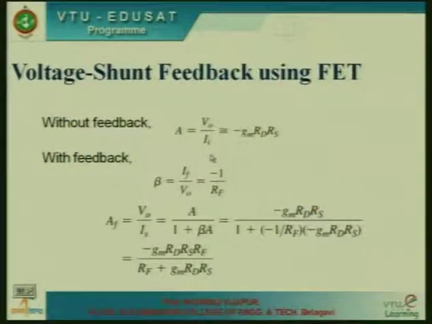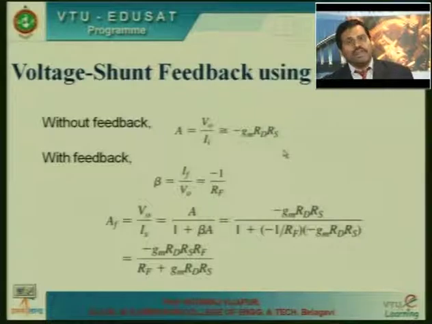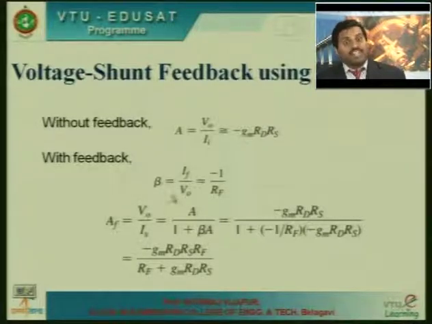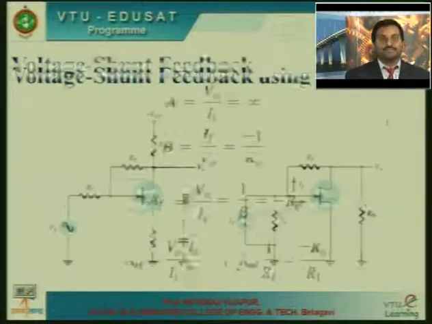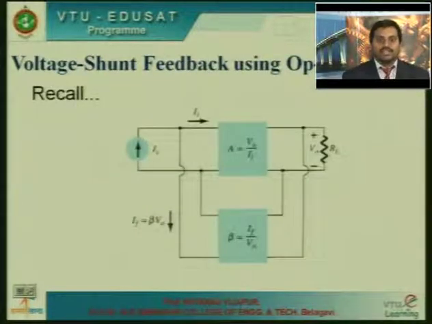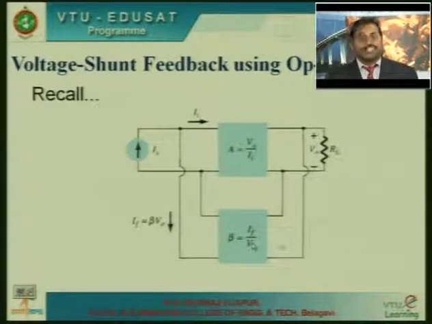Without feedback, what is the gain? Gain is V0 divided by II. Here is the FET, II is the input current and the output voltage is V0. We have already calculated this; it can be approximated as GM into RD into RS. With feedback, the gain can be expressed with -1 by R0, IF divided by V0. What is the job of the feedback network here? Recall that the feedback network generates output current in proportion to the input voltage, where the input voltage for this network is the output voltage.